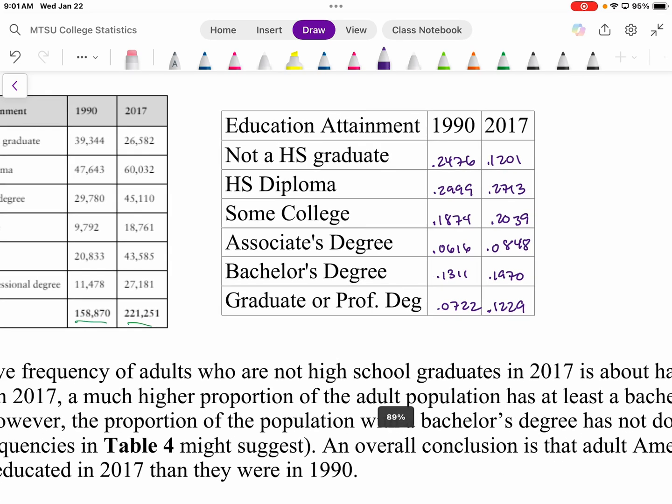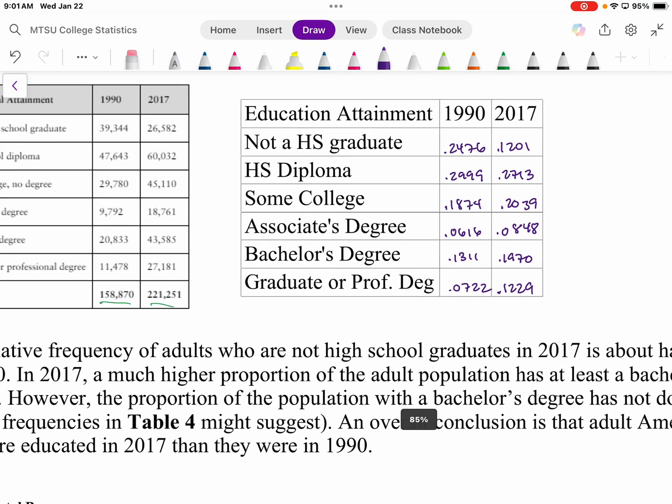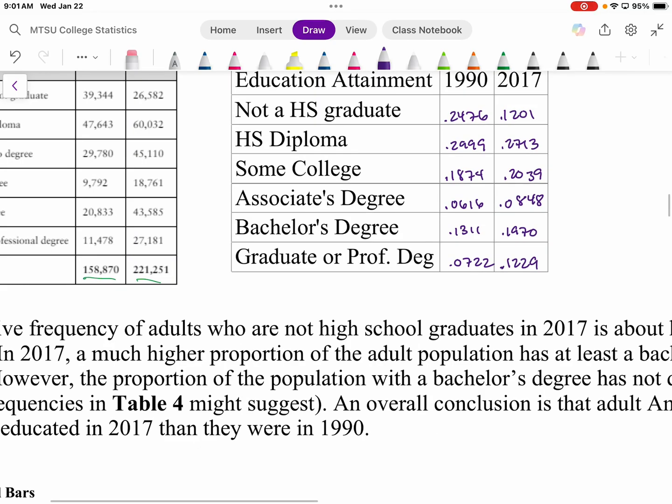Any questions on creating that relative frequency table? Try to make sure the line doesn't mess you guys up.